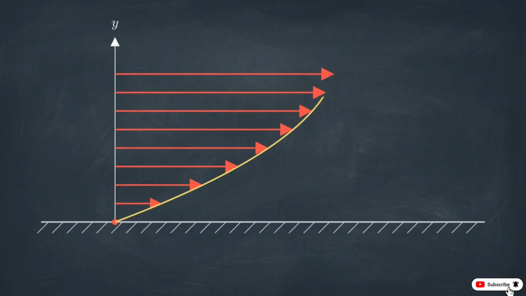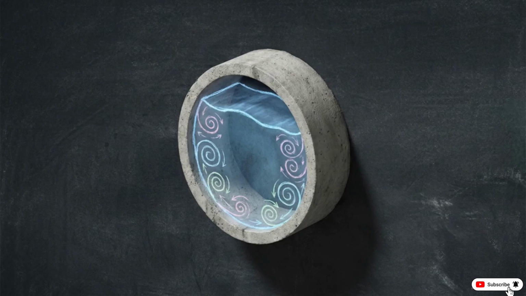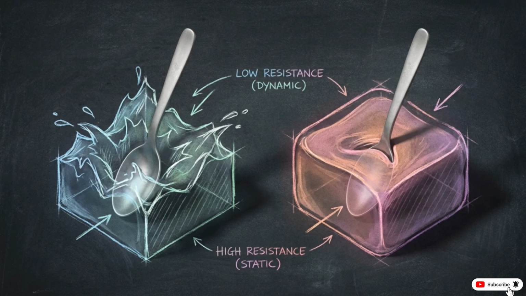Each subsequent layer above it slides past at an increasing speed. That internal friction between the sliding layers is known as viscosity. It acts as a resistance to flow, creating the drag forces that engineers must calculate when designing intake pipes or spillways. Different fluids resist this internal sliding in distinct ways when subjected to physical stress.